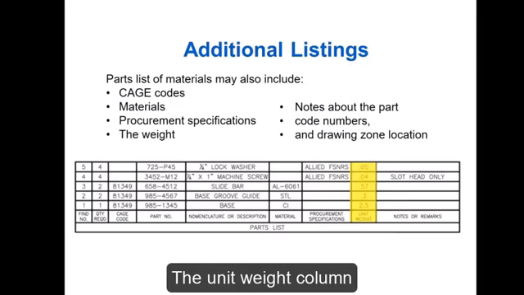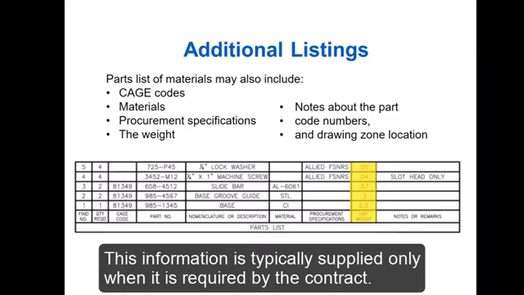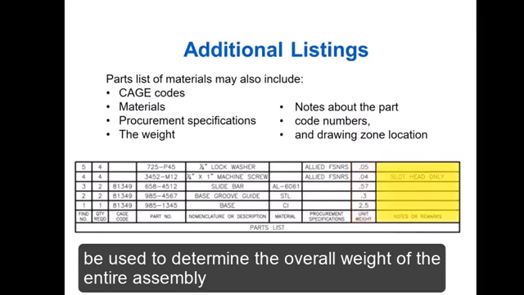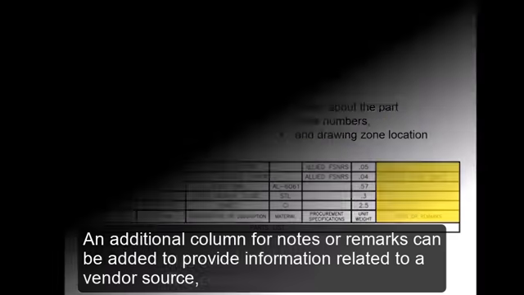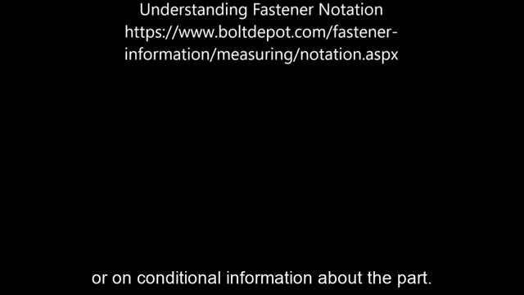The unit weight column gives the actual weight of the part. This information is typically supplied only when it is required by the contract. The weight of the part may be used for determining shipping criteria, and it may also be used to determine the overall weight of the entire assembly. An additional column for notes or remarks can be added to provide information related to a vendor's source, general notes, or conditional information about the part.